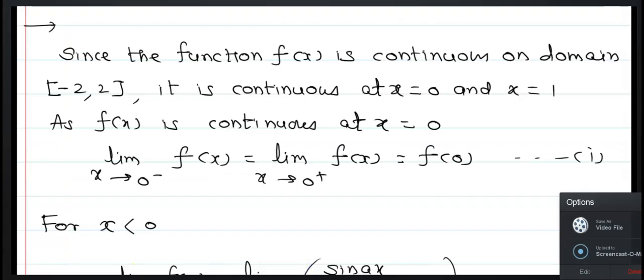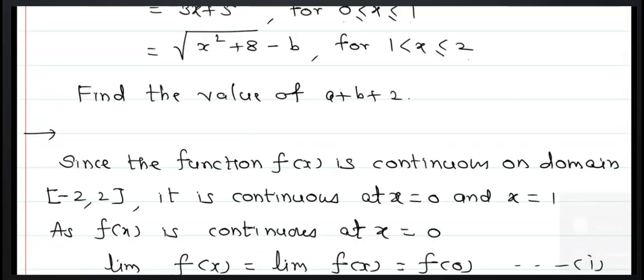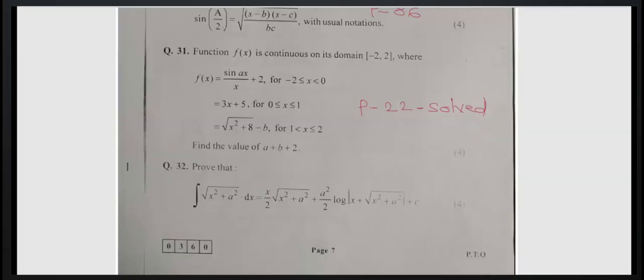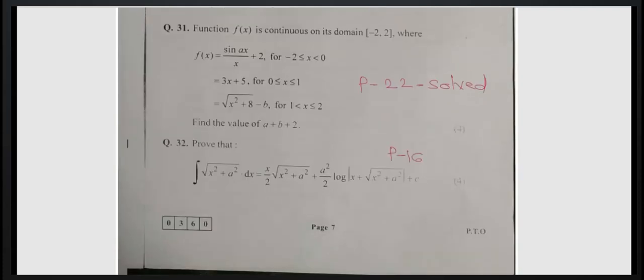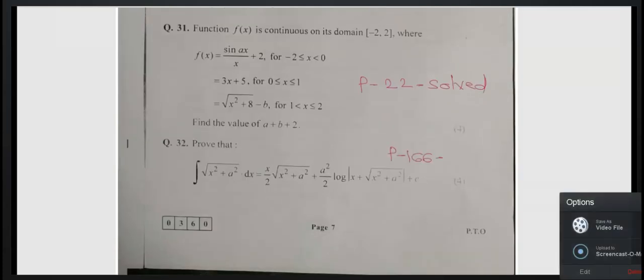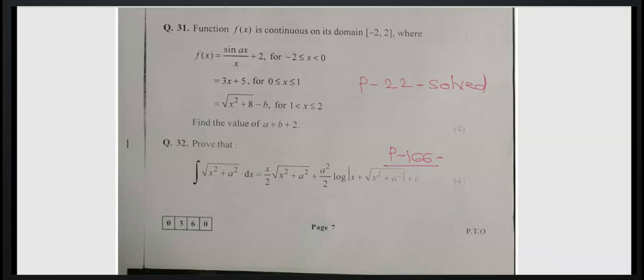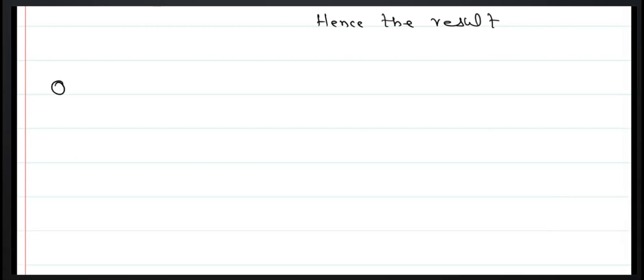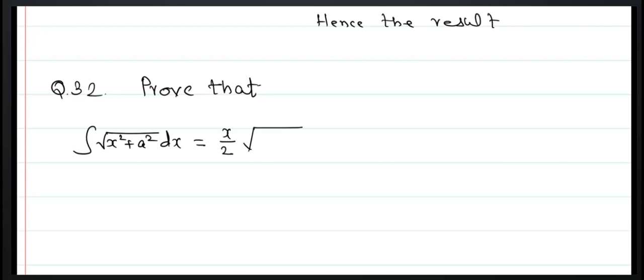Now next is a theory question from integration, a very famous theory: the integral of root of x square plus a square dx is equal to x upon 2 root of x square plus a square plus a square upon 2 log of mod of x plus root of x square plus a square, plus c.